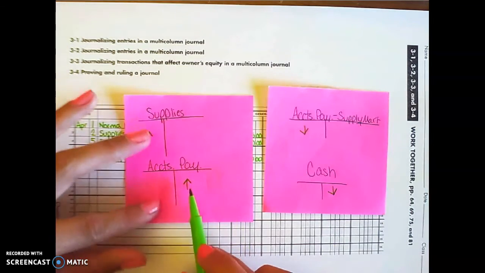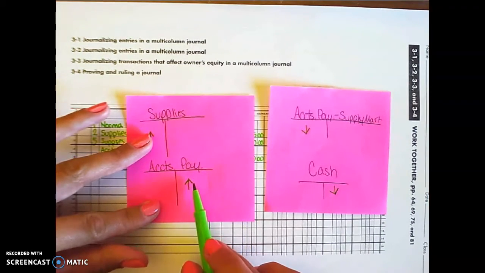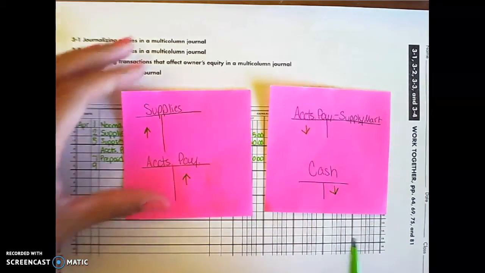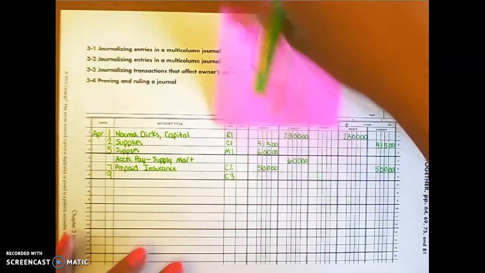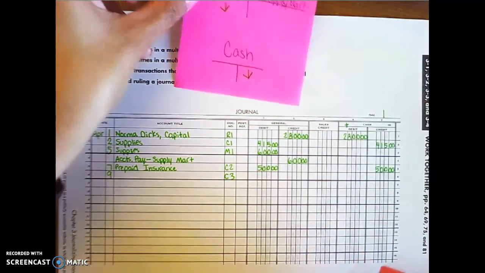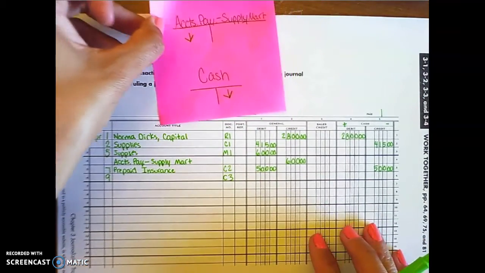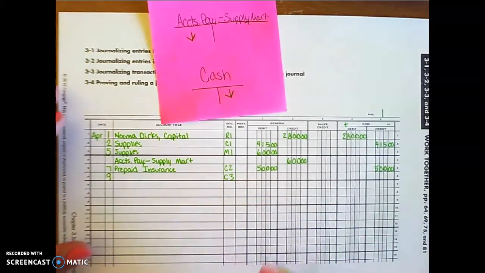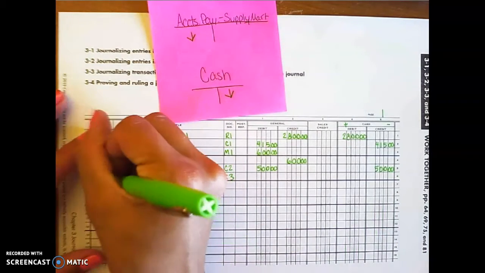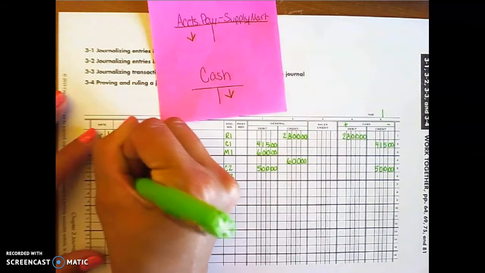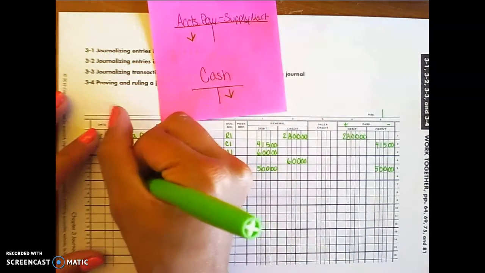So when we bought on account, accounts payable got a credit. Now that we're paying on account, accounts payable is going to get a debit. And you do not need to draw these T accounts. I'm simply just doing it since that's how we learned it last chapter. So cash is going to be in our special amount column for cash. So we just need to write accounts payable dash Supply Mart.